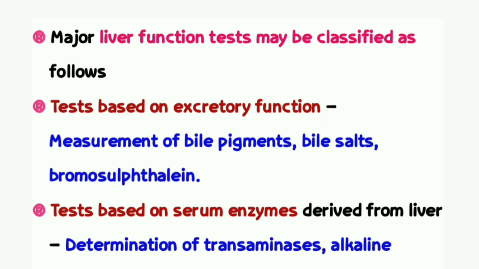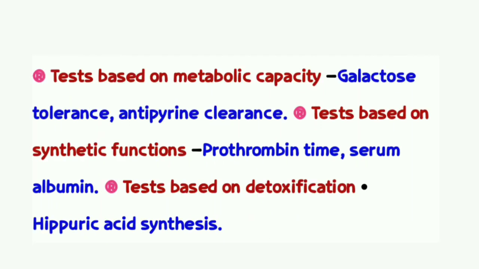Major liver function tests may be classified as follows. Tests based on excretive function: measurements of bile pigments, bile salts, and bromosulfophthalein. Tests based on serum enzymes derived from liver: determinations of transaminases, alkaline phosphatase, 5'-nucleotidase, and gamma-glutamyl transpeptidase. Tests based on metabolic capacity: lactose tolerance, antipyrine clearance. Tests based on synthetic function: prothrombin time, serum albumin. Tests based on detoxification: hippuric acid synthesis.